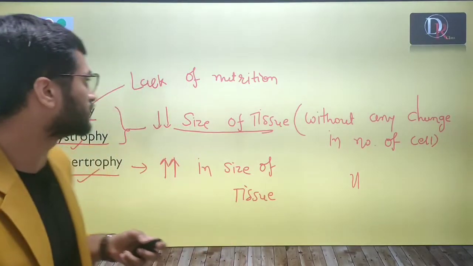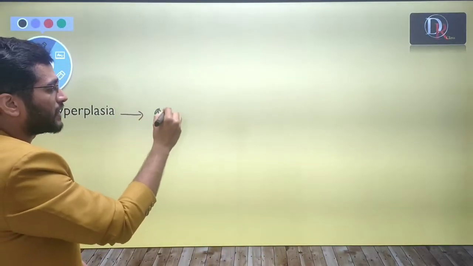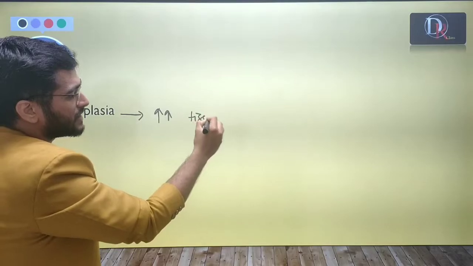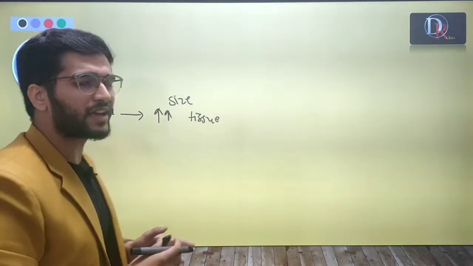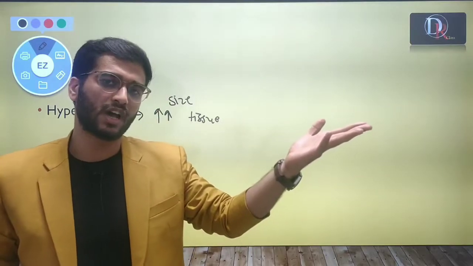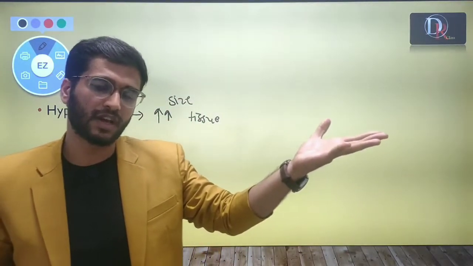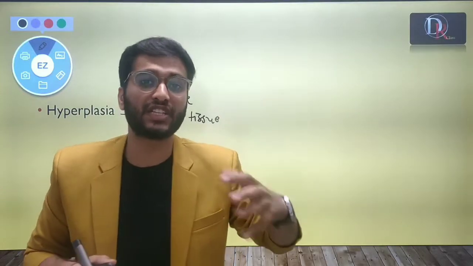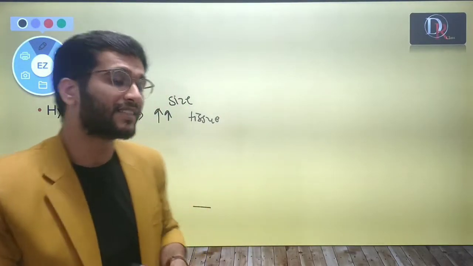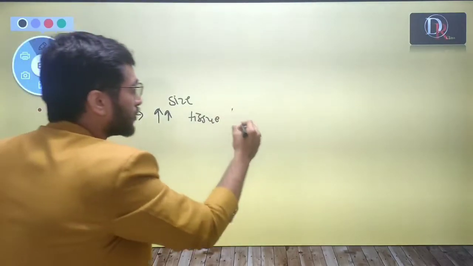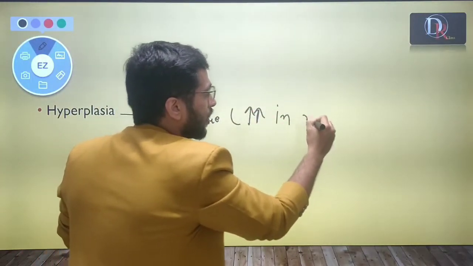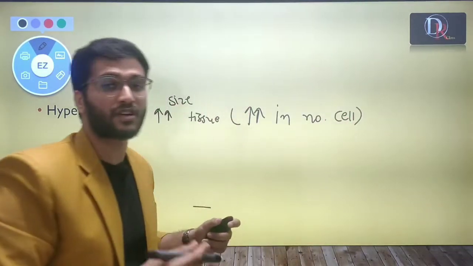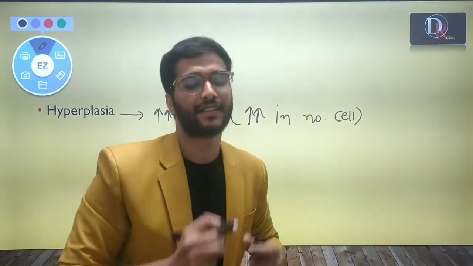Now let's see the next term, hyperplasia. Hyperplasia also means an increase in the size of the tissue. We get confused because hypertrophy was also an increase in the size of tissue. The difference is that in hypertrophy there is no significant change in the number of cells, but here the size of tissue is increased due to an increase in the number of cells as well. That is the difference between hyperplasia and hypertrophy.